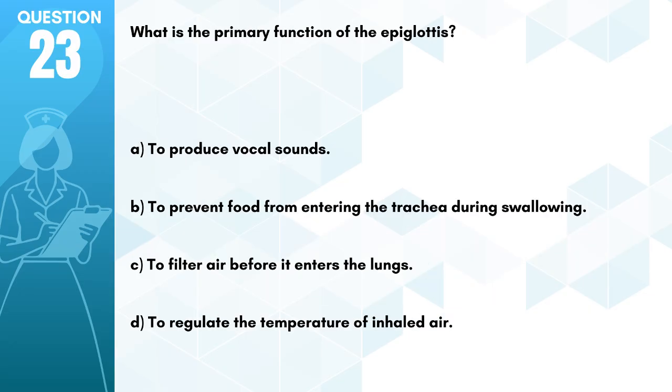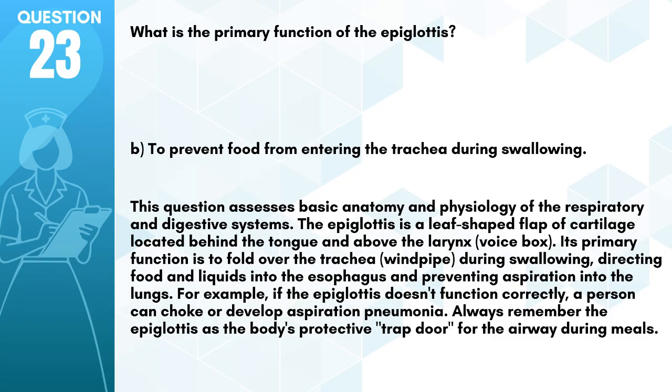Question 23. What is the primary function of the epiglottis? A. To produce vocal sounds. B. To prevent food from entering the trachea during swallowing. C. To filter air before it enters the lungs. D. To regulate the temperature of inhaled air. Answer: B. To prevent food from entering the trachea during swallowing. This question assesses basic anatomy and physiology of the respiratory and digestive systems.